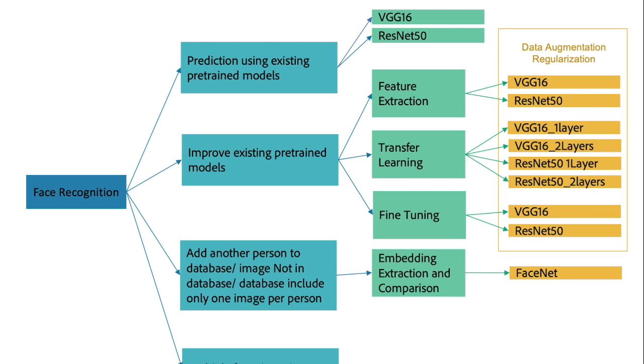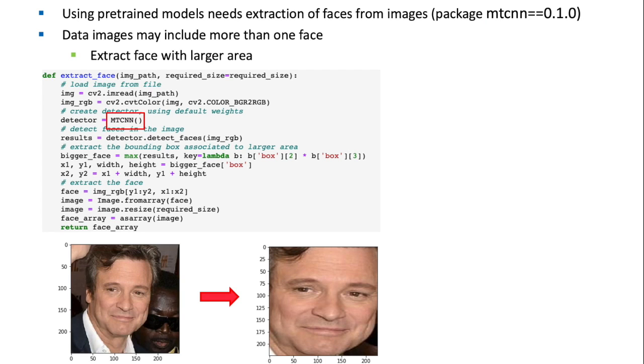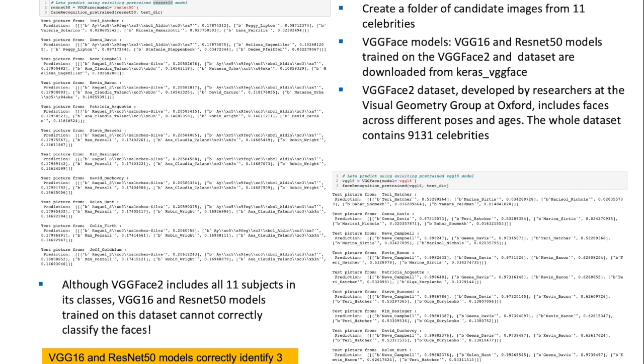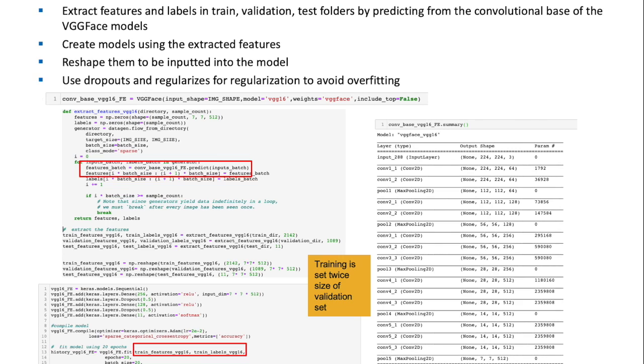In the first step, I am testing pre-trained models that have VGG16 and ResNet-50 architectures. Then I improve these existing models. Before going through the first step, we have to extract the part of the image that is the face. Then when predicting, VGG16 only identifies 3 out of 11, whereas ResNet identifies none of them.